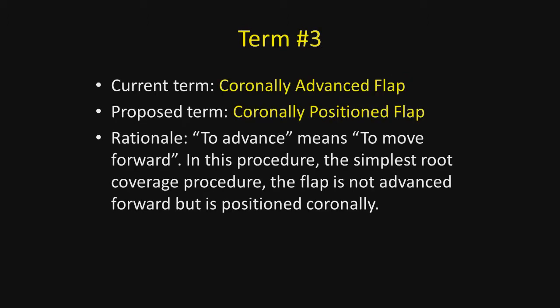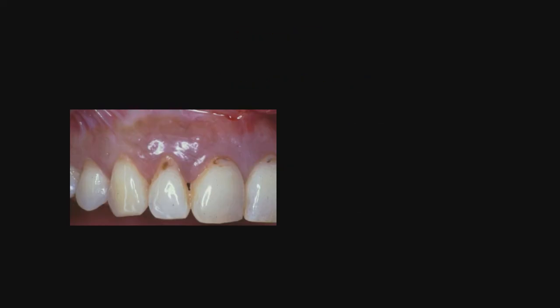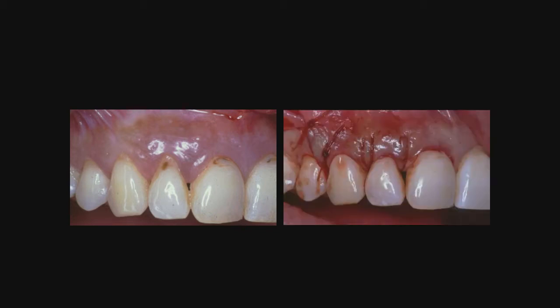Term number three. The current term is coronally advanced flap. The proposed term is a coronally positioned flap. The rationale is that to advance means to move forward. In this procedure, which I think is the simplest root coverage procedure, the flap is not advanced forward, but it is positioned coronally. Here we see an example of recession and superficial caries, and we can see where we have coronally positioned that flap.